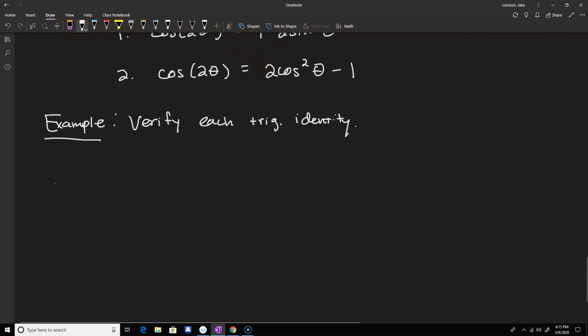So A, let's say we have the sine of theta minus the sine squared of theta, and we want to prove that this is in fact the same thing as 1 minus the sine of theta over the cosecant of theta. Sorry, I meant to write cosecant of theta in the denominator. Excuse me.